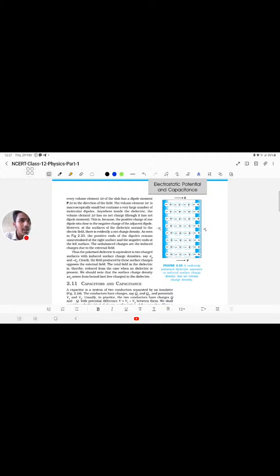Thus, the polarized dielectric is equivalent to two charged surfaces with induced surface charge density, say sigma p and minus sigma p. Clearly, the field produced by these surface charges opposes the external field. The total field in the dielectric is thereby reduced from the case when no dielectric is present, where we should note that the surface charge density plus minus sigma p arises from bound, not free charges in the dielectric.